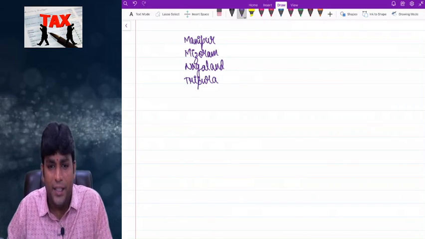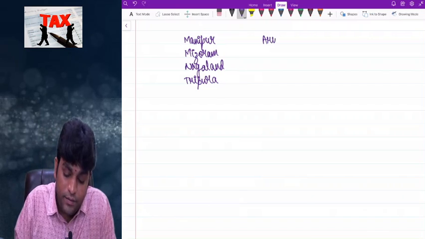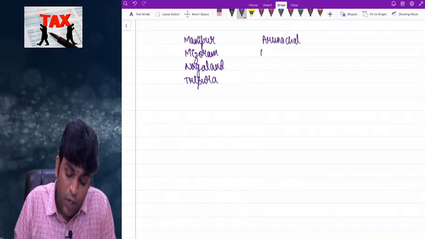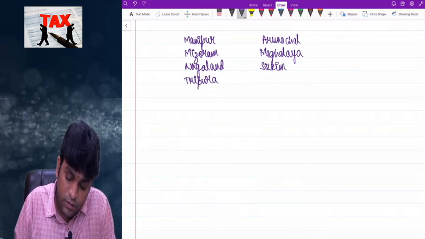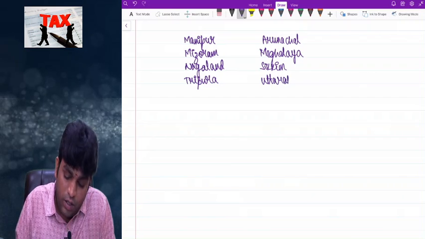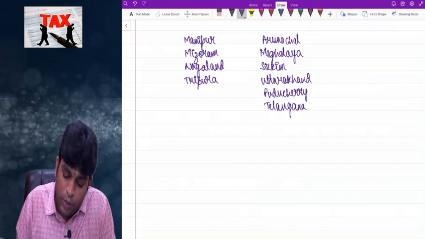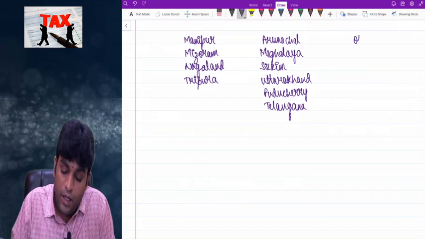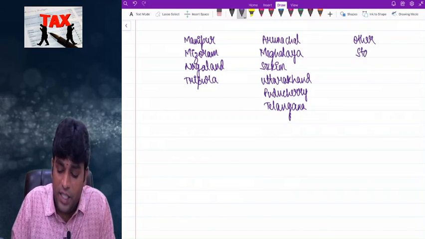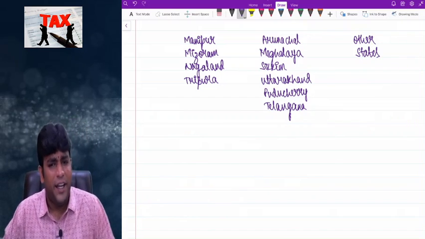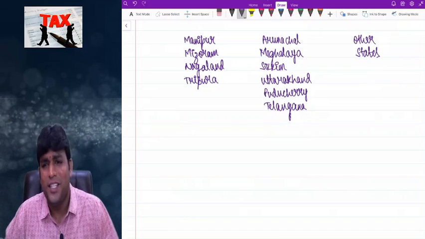Manipur, Mizoram, Nagaland, Tripura. Other side, Arunachal Pradesh, Meghalaya, Sikkim, Uttarakhand, Puducherry, Telangana. Other states. That means other states covers maybe Bihar, Karnataka, Kerala, whatnot. All other states are covered there.